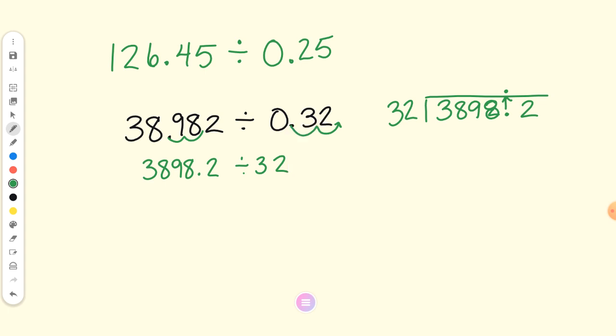Let's say times 1 is what? 32. And if you write them like this, sometimes you can just kind of add. What's 32 plus 32? 64 plus 32? 96. And again, if you need to just do the algorithm out to the side, that works too.